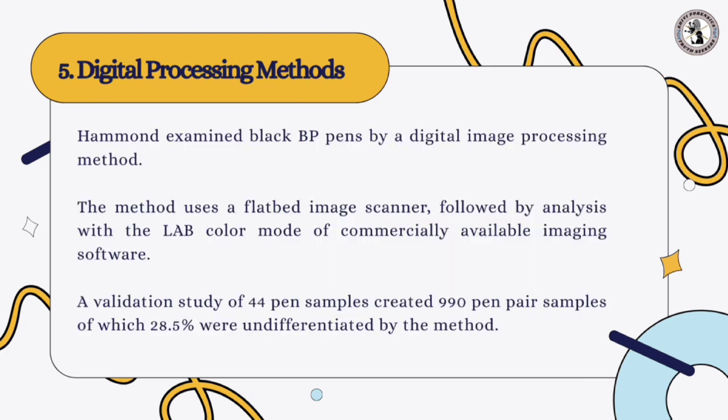Then we have the digital processing method. Hammond examined black BP pens. BP here stands for ballpoint pen, by a digital imaging processing method. Basically, the method uses a flatbed image scanner followed by analyzing with the Lab color mode of commercially available imaging tools.